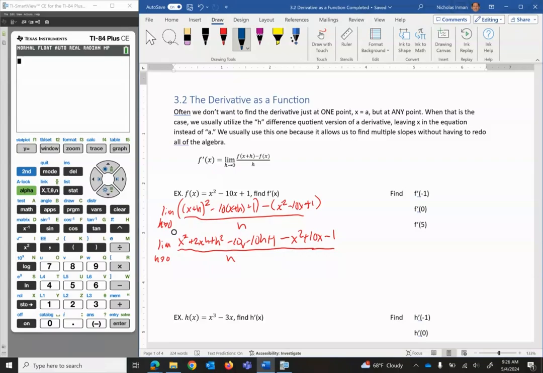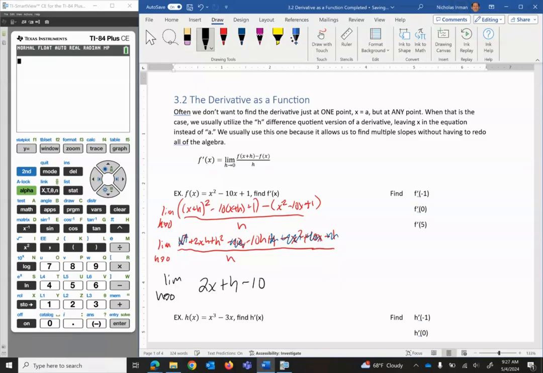All of the things that don't have h's should go away. So like this minus 10x, this plus 10x, this minus x squared, this plus x squared, this plus 1, this minus 1. So everything that's left has an h value. That's really nice. So the things that have h, we can now reduce. The only things left have an h. So it'll be 2x, that h will cancel, plus h, instead of squared, it'll just be an h, minus 10.